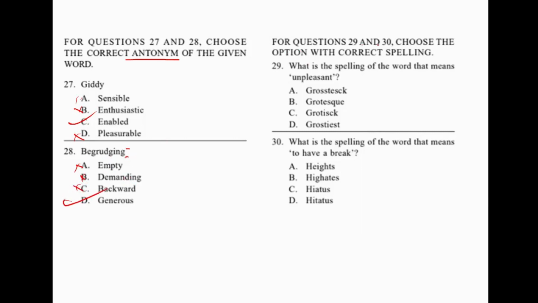Now for questions 29 and 30, choose the option with correct spelling. Okay. So what is the spelling of the word that means unpleasant? Okay, so it is grossest. So option D is our correct answer.